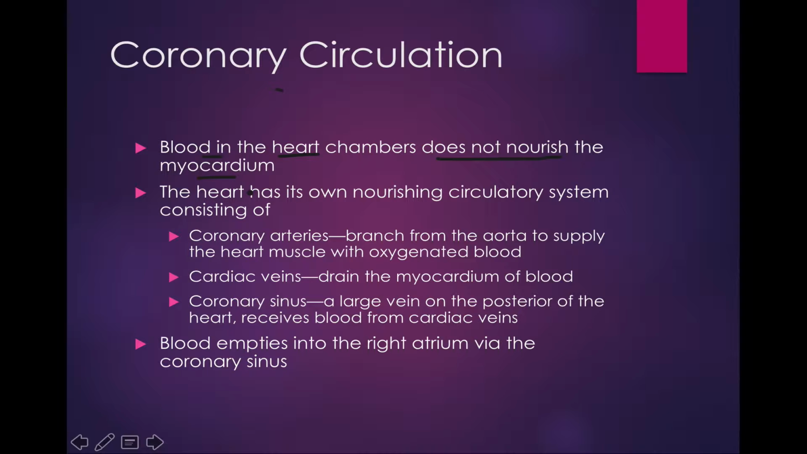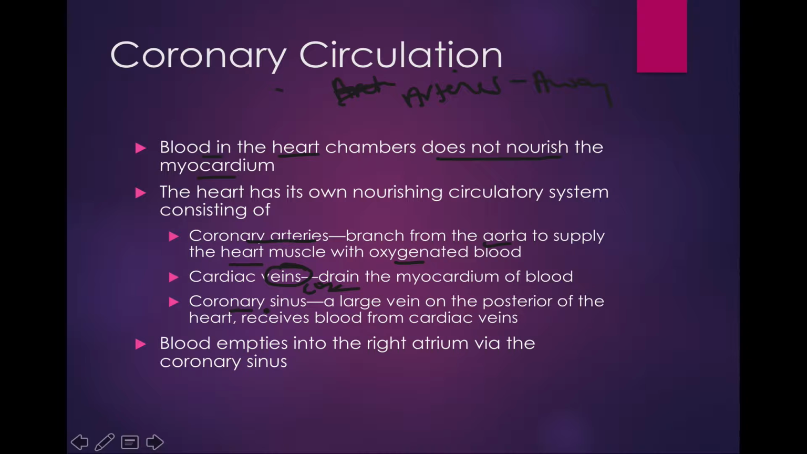So the first one here, we have our coronary arteries. I always think of arteries as going away. I think A for away. So coronary arteries are going to branch from the aorta to supply the heart muscle with oxygenated blood. Then you have your cardiac veins. Veins are going to return deoxygenated blood, so it's going to drain the myocardium of the blood. That means it's going to have a lot of carbon dioxide and other wastes in it.